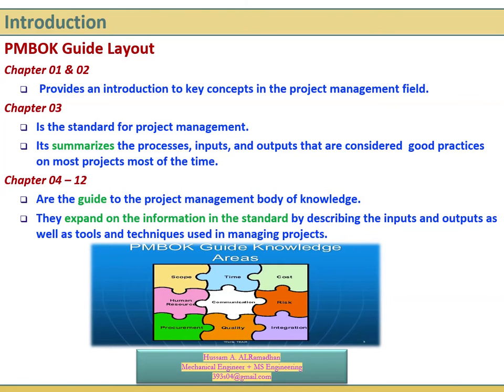From chapter 4 to chapter 12 are the guide to the project management body of knowledge. They expand on the information in the standard by describing the inputs and outputs as well as tools and techniques used in managing projects. So the PM book will focus on scope, time, cost, human resources, communication, risk, procurement, quality, and integration.